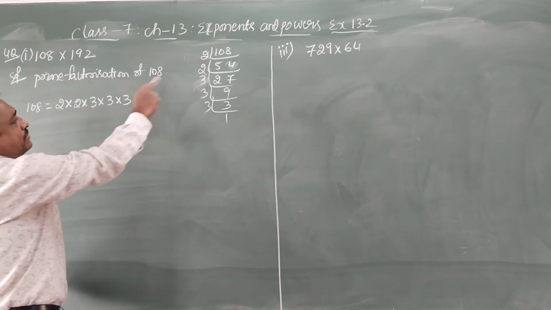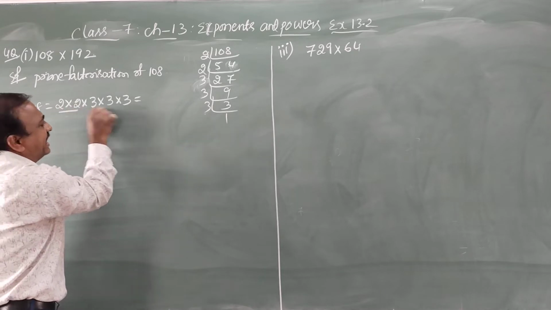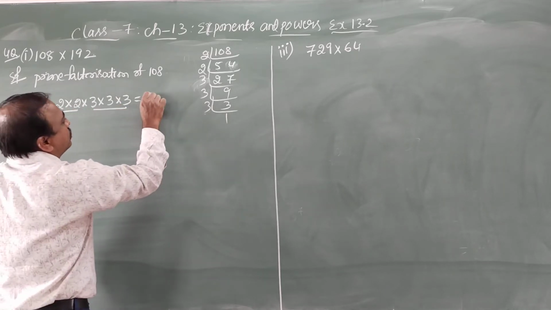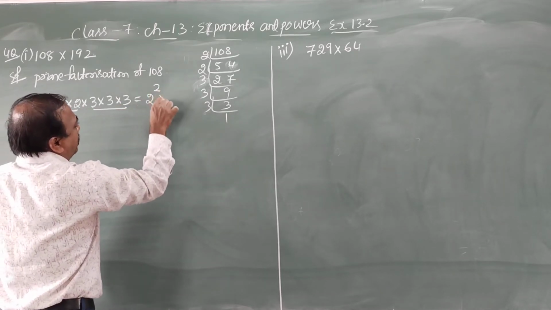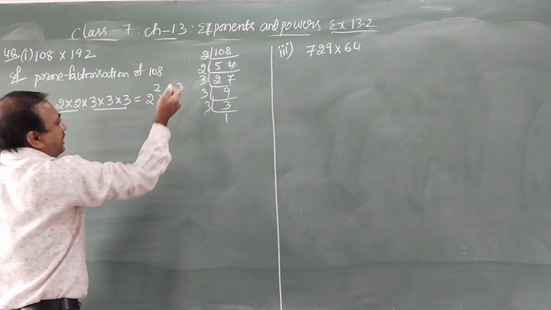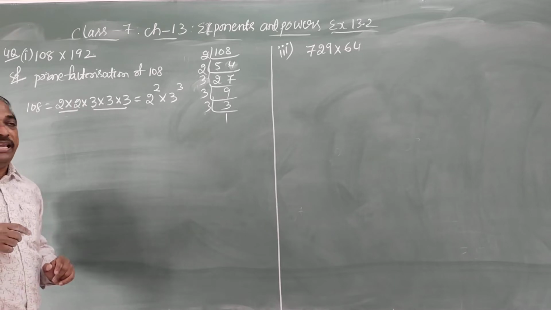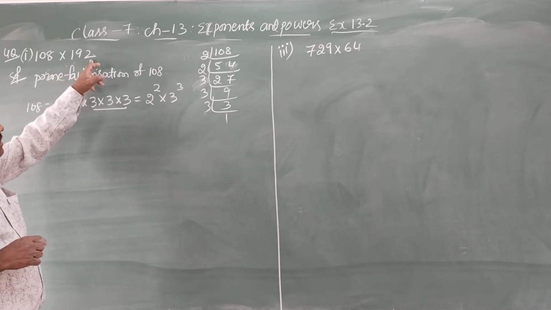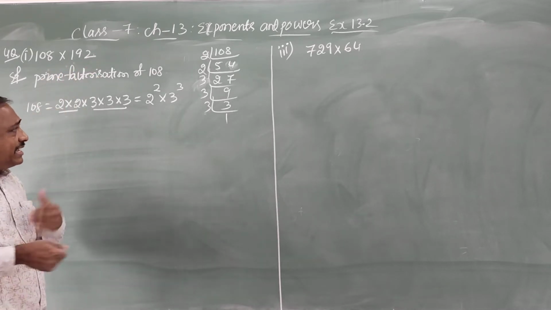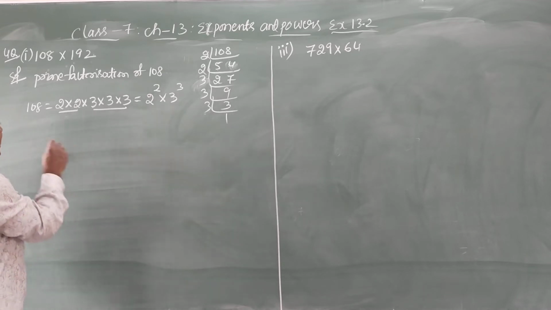How many times do we have 2? 2 times. How many times do we have 3? 3 times. So this can be written as 2 to the power 2 into 3 to the power 3. This is the prime factorization of 108 separately. But there is a product, and 192 is also there. So now let us see the prime factorization of 192.